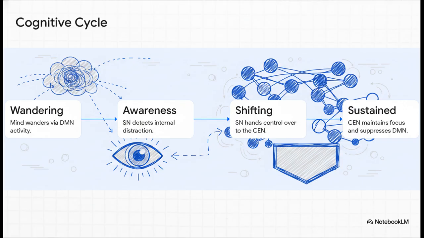Step 1. Your mind wanders. That is pure DMN activity. Step 2, you realize your mind has wandered. Boom, that's your salience network firing up, tagging that internal distraction as a salient event. Step 3, shifting your attention back to the breath. Here, the salience network is literally handing control over to the central executive network. And finally, step 4, sustained attention. This is where the CEN maintains that external or interoceptive focus, actively keeping the DMN suppressed. So, as a meditator, you are quite literally doing network handover reps.